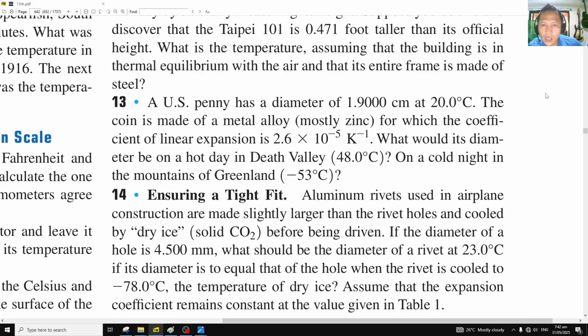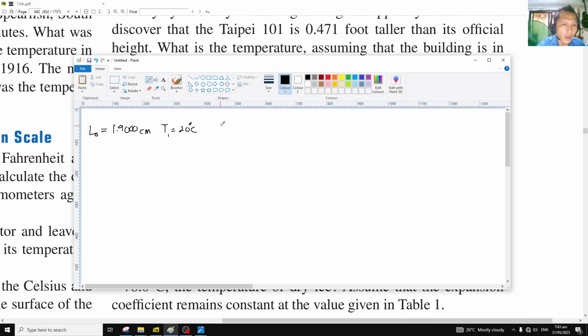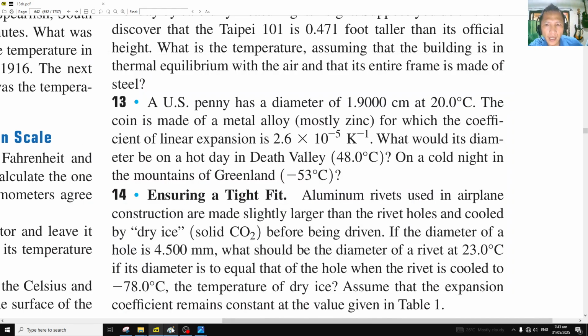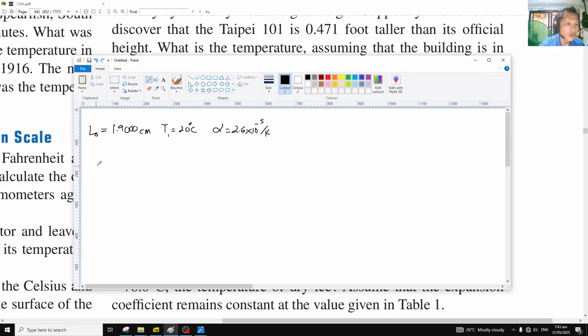The question: it is made of a metal alloy for which the coefficient of linear expansion is 2.6 times 10 to the negative 5 per Kelvin, or Kelvin to the negative 1. What would its diameter be on a hot day, when T2 is 48 degrees Celsius?